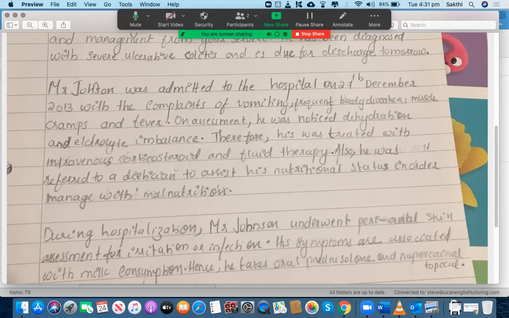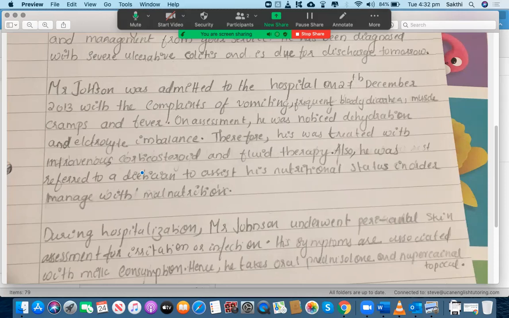All right. See, sometimes it's better to write using a compound or a complex sentence structure instead of writing only the simple sentence structure. So in this case, you could have chosen: on assessment, comma, dehydration and electrolyte imbalance were observed, and therefore, comma, or and as a result, comma, he was treated with the intravenous corticosteroid and fluid therapy. After dehydration and electrolyte imbalance were noticed, there is no comma. Just write and in the end, and then therefore, comma.